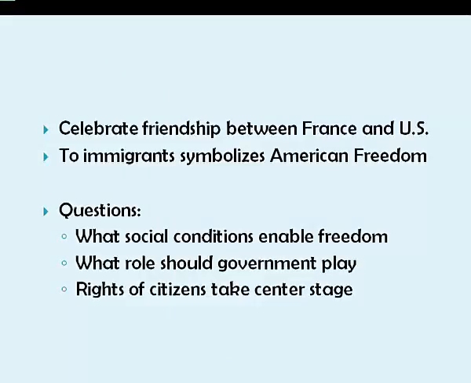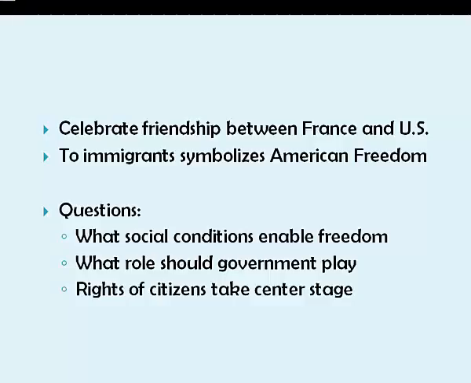It seemed like in 1886, the Statue of Liberty was meant to celebrate the friendship between France and the United States and the triumph of freedom in our Civil War, and of course was dedicated in the New York harbor. The statue came to welcome generations of immigrants to our United States. It also came to symbolize American freedom.